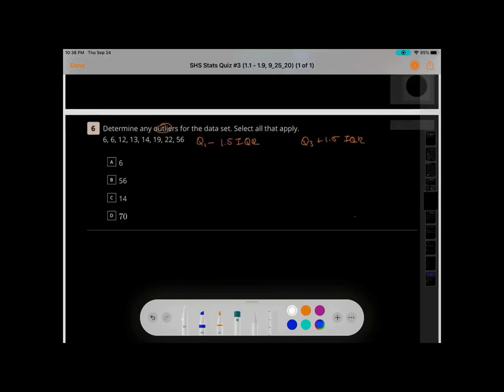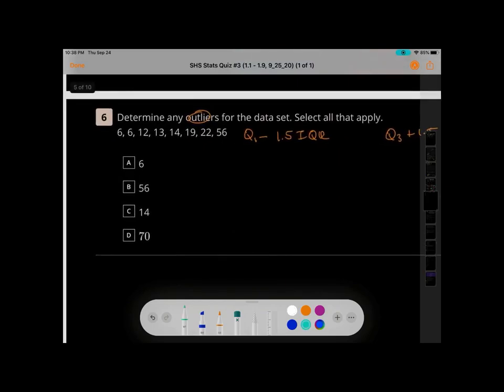Already done for me. I'm going to have to number these. Let's number these. So 1, 2, 3, 4, 5, 6, 7, 8. That's good. It's even. We like even numbers. There's 4. So IQR is Q3 minus Q1.